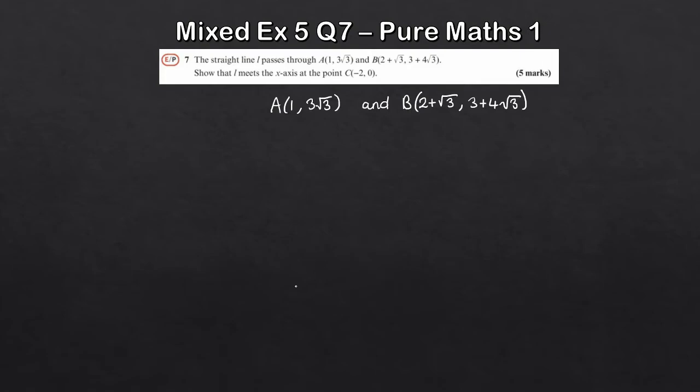Now, at this point here, and this is kind of true for a lot of these questions, one of the first things you should probably consider is just working out the gradient. It might prove out to be worthless, but you're always going to get something with it usually. So the gradient of AB, what's that going to be? Well, that's going to be this point here, 3 plus 4 root 3 minus 3 root 3, and then we divide that by this point here minus this one.